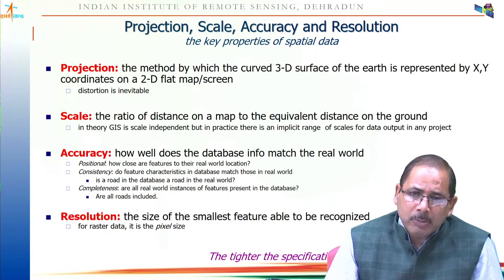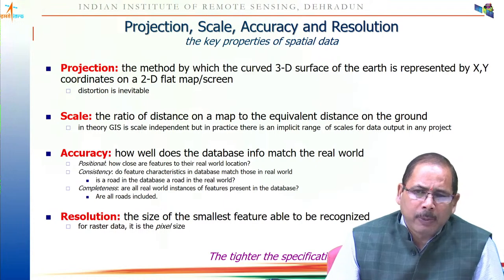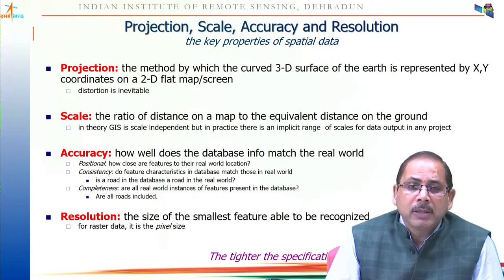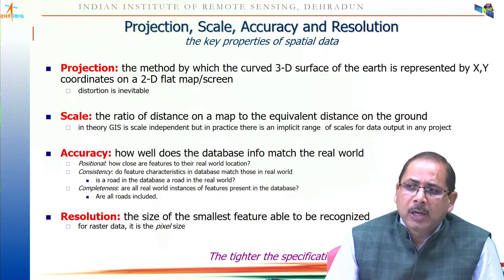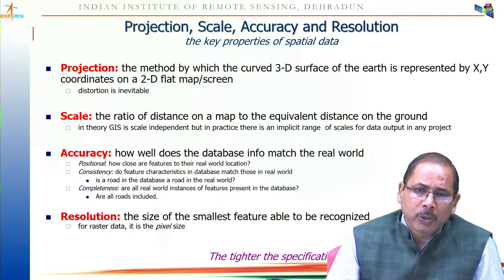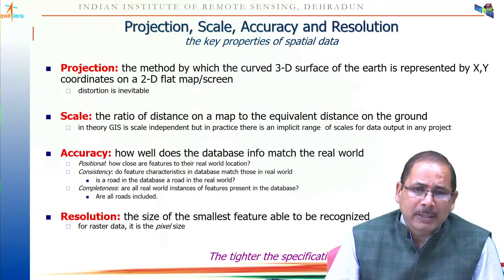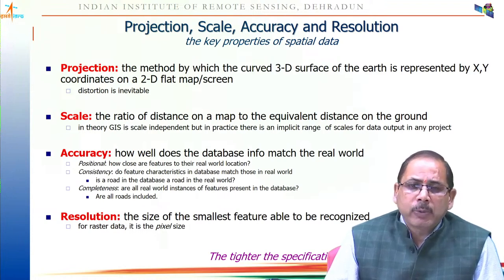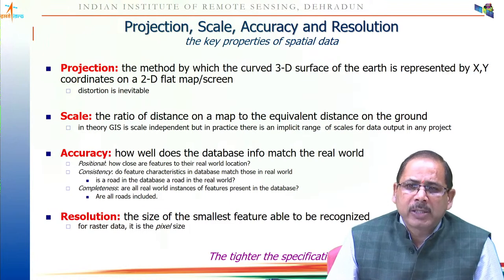flat map. This method is called projection, and today we have thousands of projection systems available, and in fact we can also customize our own projection system. It is a mathematical process to present the 3D surface on a 2D surface. There are different methods available, and we have to keep in mind which projection system will be useful for our own application. Another important thing is the scale, the ratio of a distance on a map to the equivalent distance on the ground.